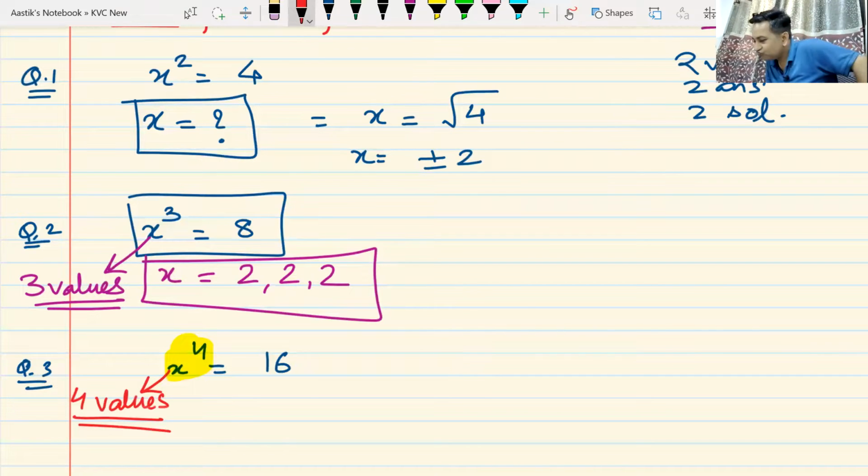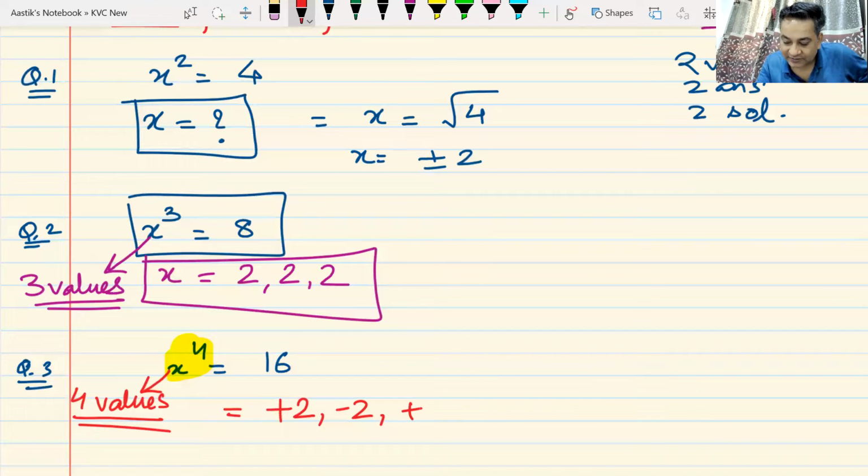Give me the correct answer. The first answer is plus 2. The second answer is minus 2. The third answer is plus 2. And the fourth answer is minus 2. So it has 2 sets of 2 equal roots. Do we understand this?